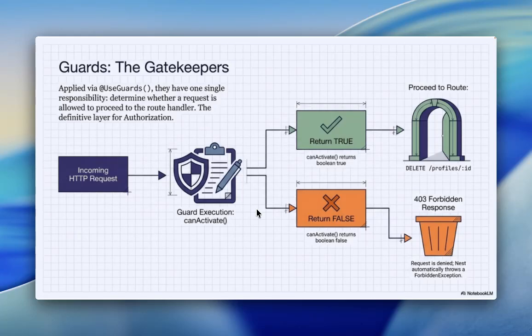Guards, the gatekeeper, applied via @UseGuards. They have one single responsibility: determine whether a request is allowed to proceed to the route handler, the definitive layer for authorization. Incoming HTTP request, guard execution, canActivate returns boolean true: proceed to route. canActivate returns boolean false: DELETE /profile/:id, 403 Forbidden response. The request is denied, and Nest automatically throws a ForbiddenException.